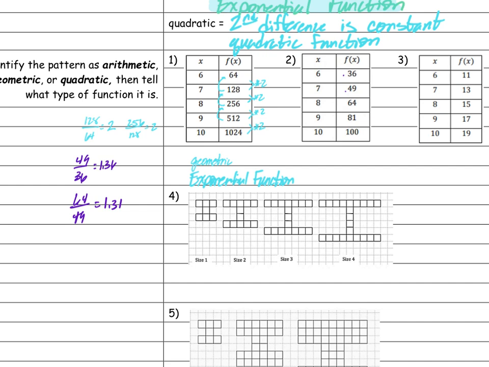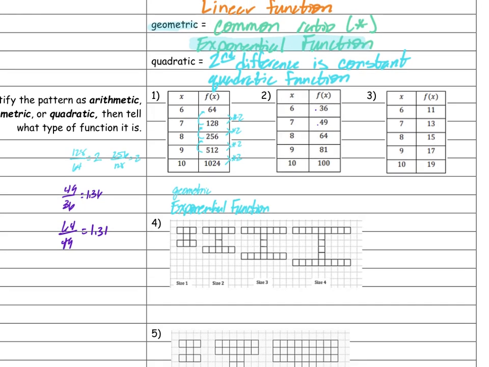Is 1.36 the same as 1.31? So it's not exponential. I'm not multiplying by the same number every time. So what's the other thing that we have? Quadratic says the second difference. So I need to find my second difference, which means I first need to find my first difference.